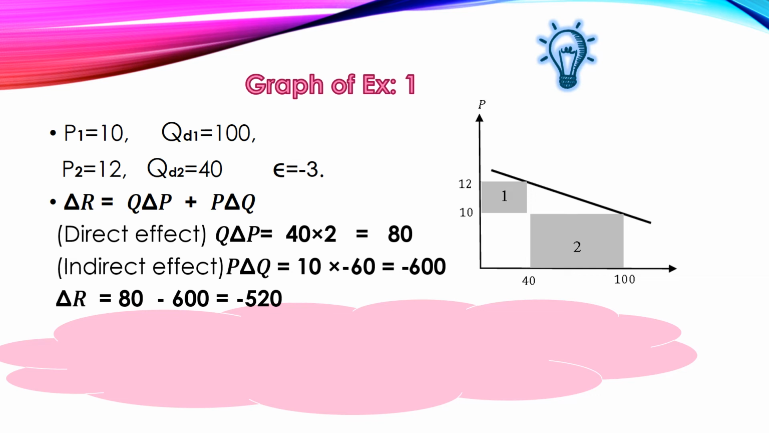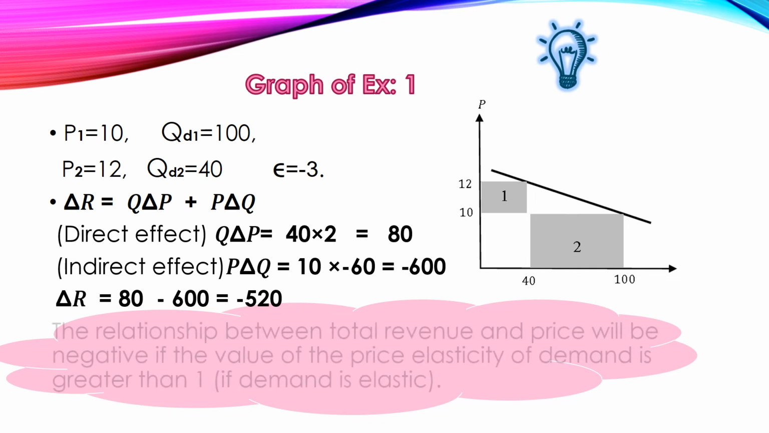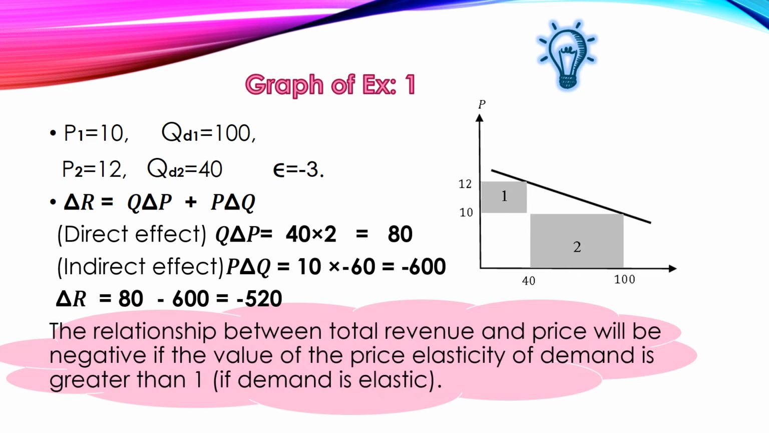Negative. The relationship between total revenue and the price will be negative if the value of the price elasticity of demand is greater than 1, if the demand is elastic.